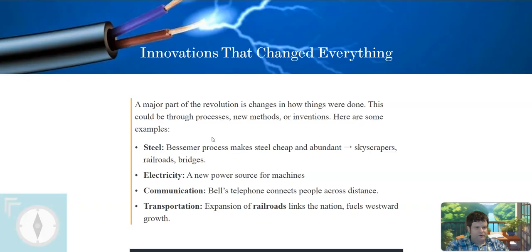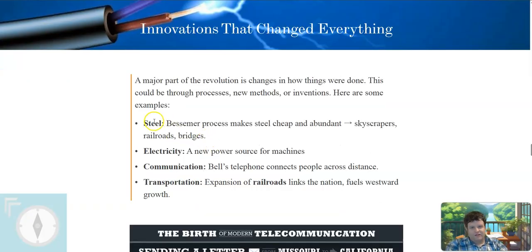In the second Industrial Revolution in the United States of America, our big innovation is steel, electricity, new communication systems, and new transportation like railroads. Let's break it down. Steel is a strong material. It makes for stronger buildings. It makes for stronger ships. It makes for stronger bridges. That's the basic idea.